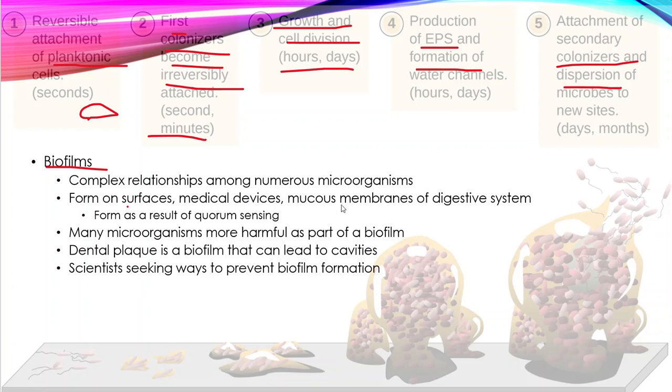Surfaces, medical devices, mucous membrane, they have something called quorum sensing, where these bacteria release a molecule, and once there are enough of those molecules, that's when they start to form this protective biofilm. It's sort of like a slime coat. It protects them. Dental plaque, we've already talked about that.